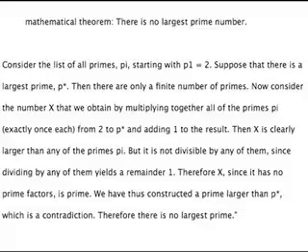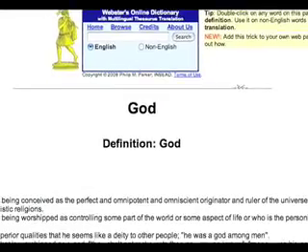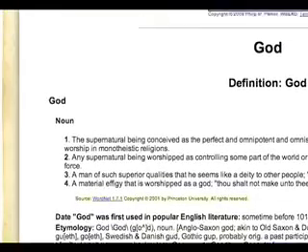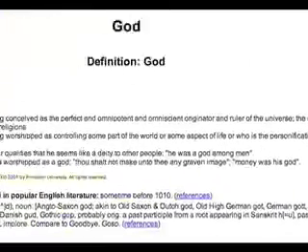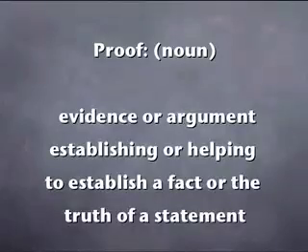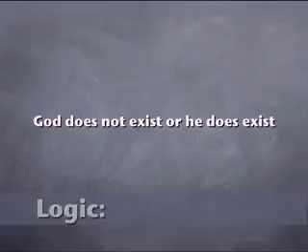Because we're talking about God, as defined earlier, an actual being that created the physical world, and that is not a form of math or logic, we will use evidential proof, not absolute proof, to prove that God either does exist or does not exist.